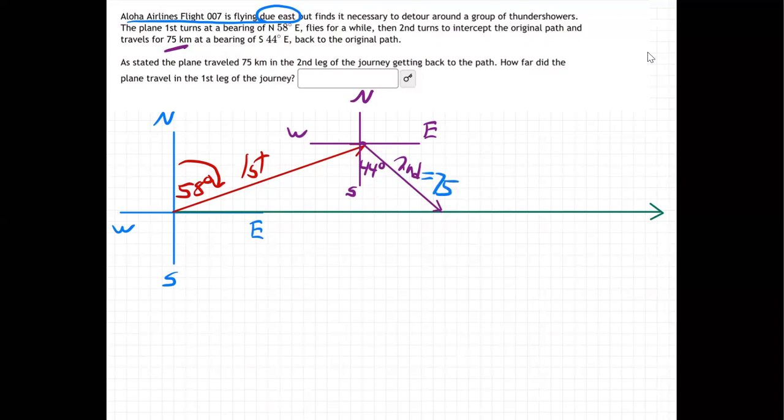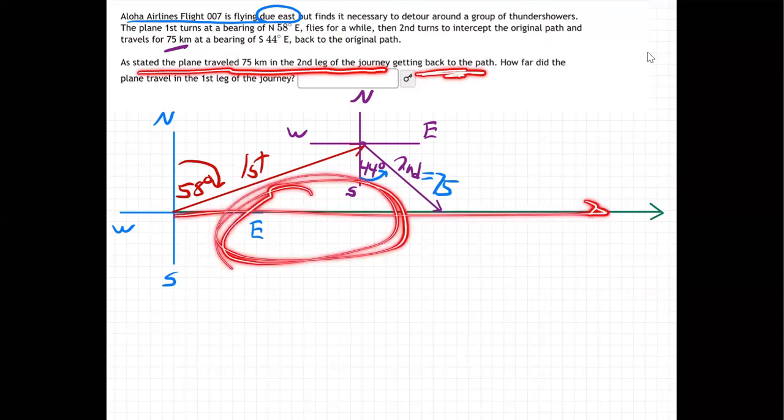See how I've got an accurate map with angles of what they're saying. Right? This is the second leg of the journey. It went south 44 to the east. This right here is 44 to the east. And it did that for 75 kilometers. Then, as stated, the plane traveled 75 kilometers the second leg, getting back to the path, right? It's back on the original path. And it had to get around these thunderstorms. Like this area, there must have been storms. Had to go up and around to get back to the original path, okay?